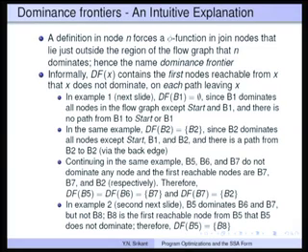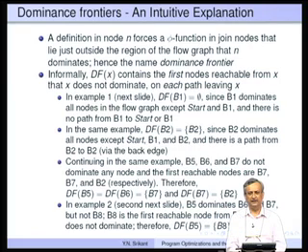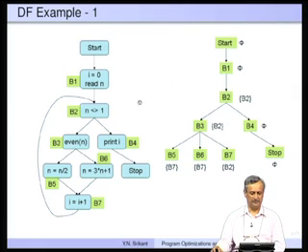So, let us first understand intuitively what exactly is this dominance frontier. It does not seem to be so clear. A definition in node n forces a phi function in join nodes that lie just outside the region of the flow graph that n dominates, hence the name dominance frontier. So, informally the set DF of x contains the first nodes reachable from x that x does not dominate on each path leaving x. So, let us look at this example.